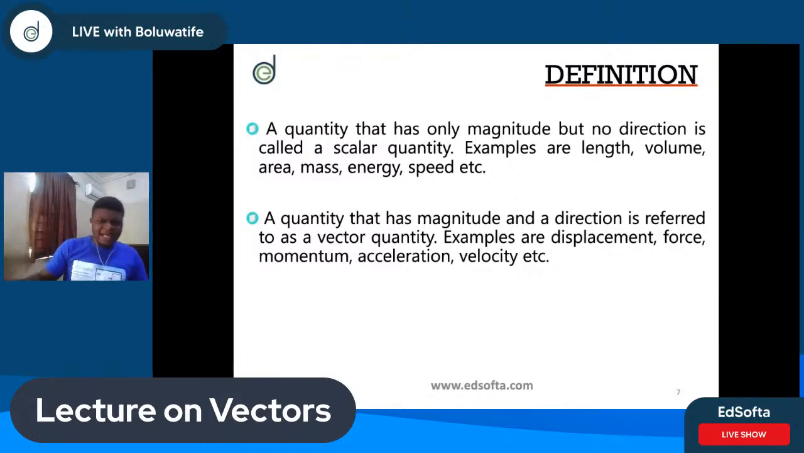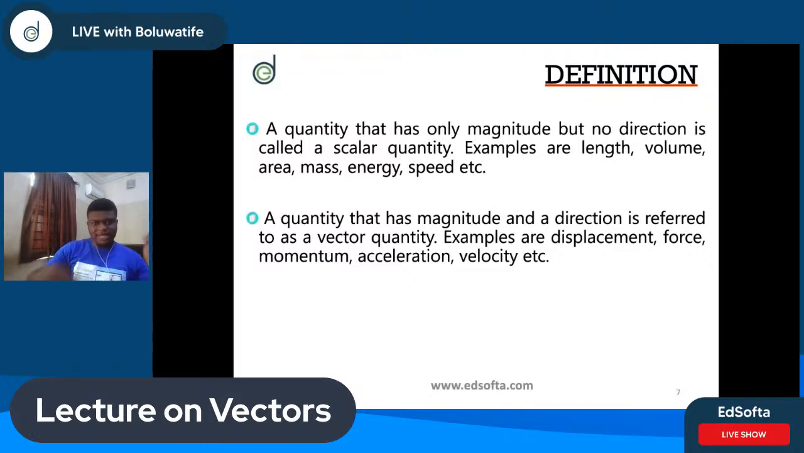Simply put, a scalar quantity is a quantity that has only magnitude but no direction. For example, length. If we measure length, we can say something is 5 centimeters long, but there's no direction as to whether it is 5 centimeters northwards, eastwards, northwest or southwest. Or if the distance between here and here is 5 meters, in what direction? When you do not specify a direction, you have specified a scalar quantity.